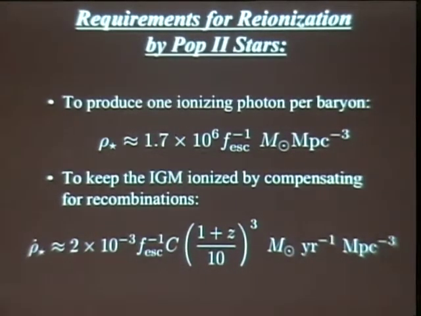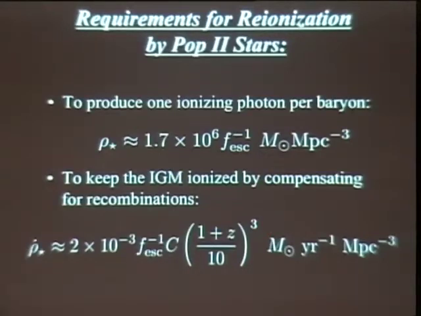Now, to keep the intergalactic medium ionized, you need to compensate for recombinations. So it turns out that the condition there is that you need to keep making new stars in order to compensate for recombinations. And this number here, 10 to the minus 3 solar masses per year per cubic co-moving megaparsec, gives you the star formation rate that is required to compensate for recombinations. So again, there is the escape fraction factor. But now, because we compensate for recombinations, the recombination rate is proportional to density squared. And so you end up with a rate that goes like the density for the star formation rate per unit volume. It goes like (1+z)^3.